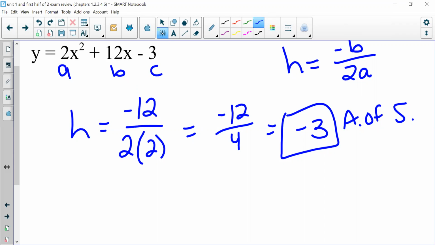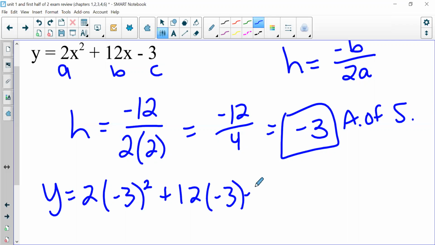You plug that in for x. Thank you, Maya. So I'm going to plug in negative 3 for x. Somebody grab a calculator, or a few people, and just plug this all in one step. If I had 2 times negative 3 squared plus 12 times negative 3 minus 3, what's my y value? I think it's negative 21. Awesome. I also got negative 21.